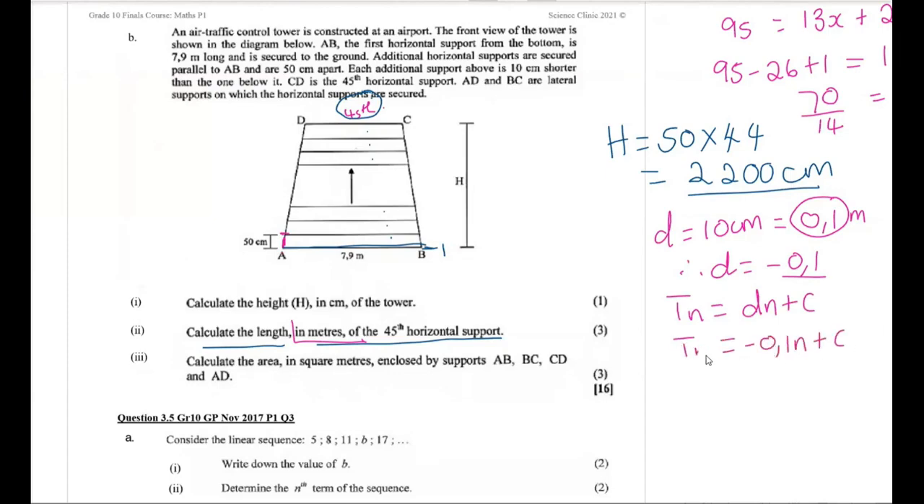I don't know who C is. Right. But there's something that we know. We were given one term. Which term did the examiner give us? Look at the diagram. Which term are we given? If this is the 45th one, the first term is given, and our first term is what? 7.9. Thank you, Emma and Natalia. So we know T1 is equal to 7.9 meters.